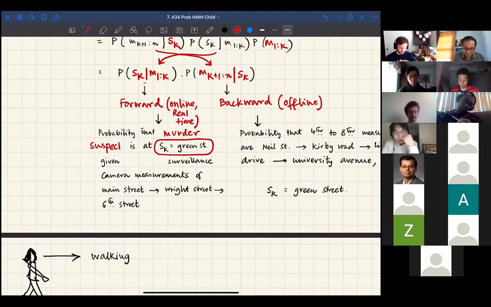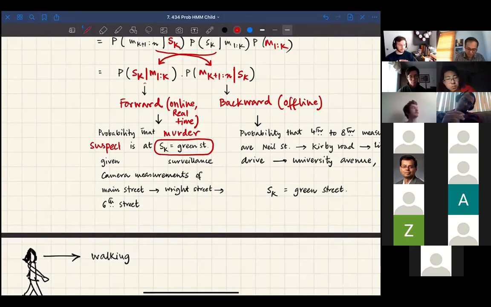Right? Probability that the murder suspect is at S_K equals Green Street, given K equals 4 recent surveillance camera measurements of Main Street, Wright Street, 6th Street, University Avenue. So what are you saying? You know the murder happened at Green Street. That's S_K.